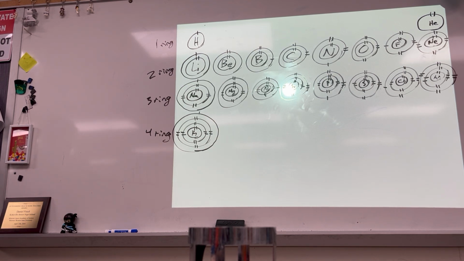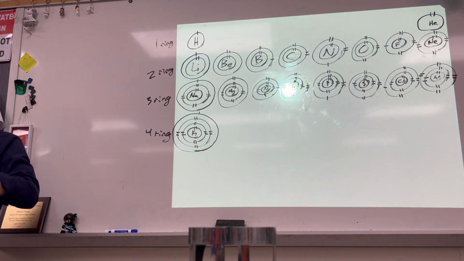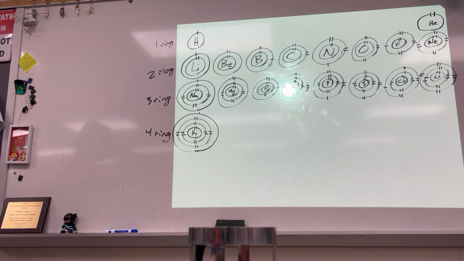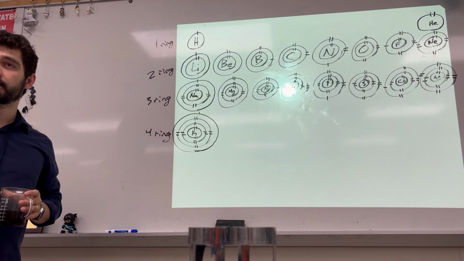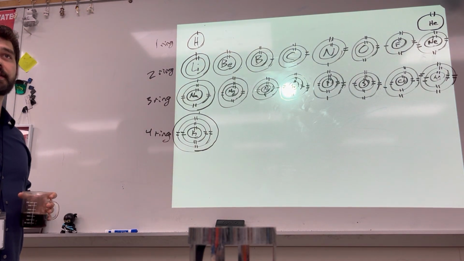Okay, other patterns besides the rings. There's another one I'm thinking of. I'm trying to telepathically send it to your brain, see if anyone can pick it up. What other patterns do we notice with the electrons here besides the rings? Like it goes up by 1 each element. Okay, good. What else? That's not what I'm thinking. I'm trying to focus on electrons.